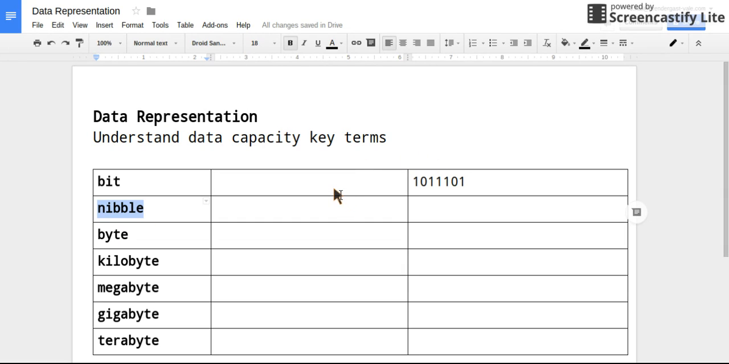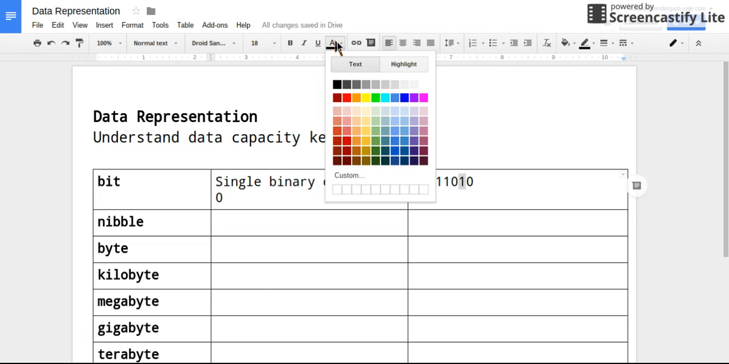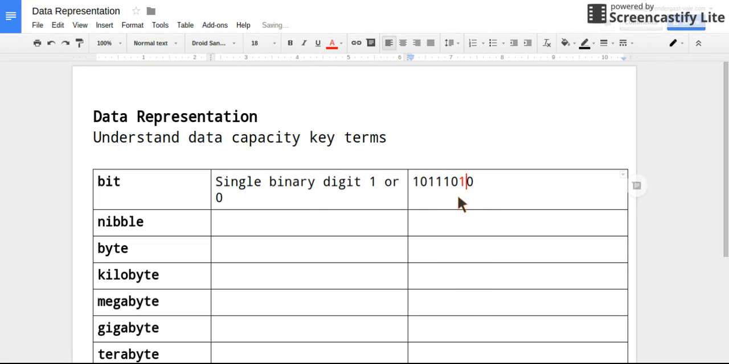Okay, so all data at its lowest level is stored as binary. So when we talk about a bit, this is a single binary digit, 1 or 0. If I have a binary string like this, and I mark this bit here red, this refers to 1 bit. So this binary number is made up of 8 bits. When we talk about the term nibble, this refers to 4 bits. And then the next one is 8 bits. So there are 8 bits in a byte. So a nibble is half a byte.